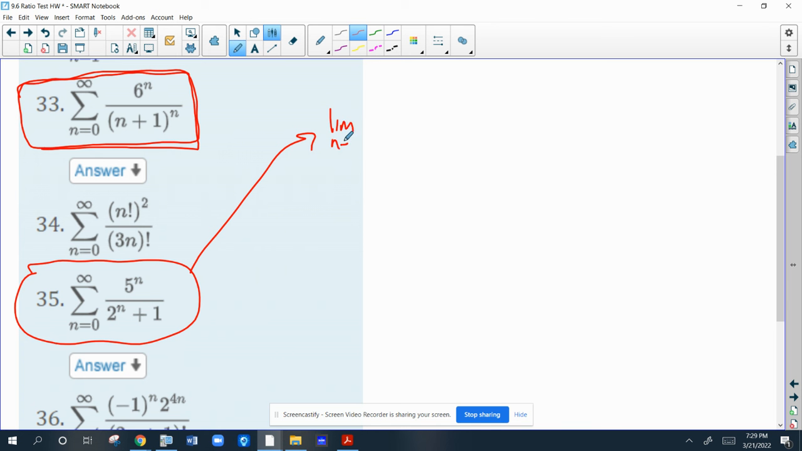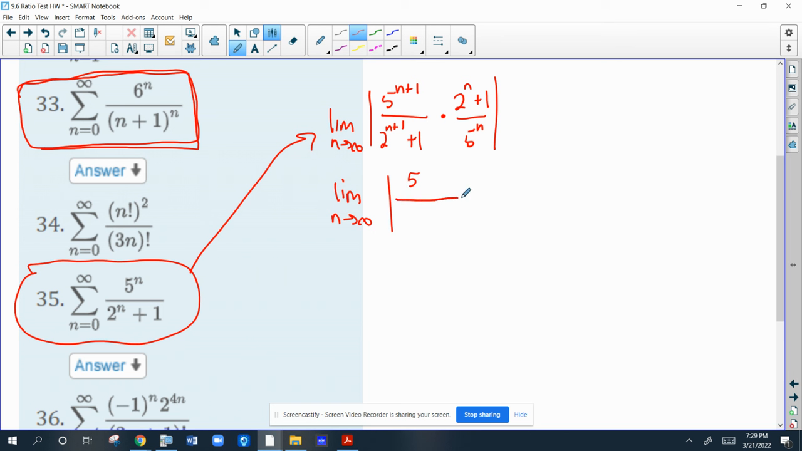We'll take the limit as n goes to infinity of the absolute value of the n plus first term multiplied by the reciprocal of the nth term, and simplify it as much as possible until we can calculate the limit. 5 to the n plus 1 and 5 to the n, easy. 2 to the n plus 1 and 2 to the n plus 1 plus 1. Not so easy because they're exponential functions.